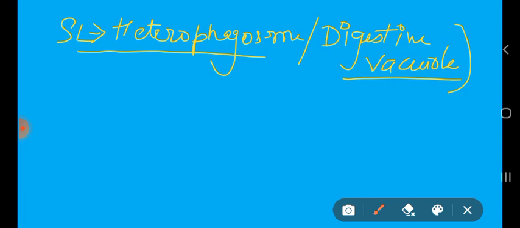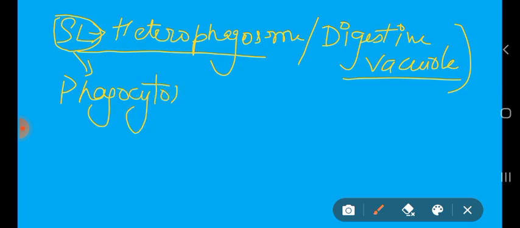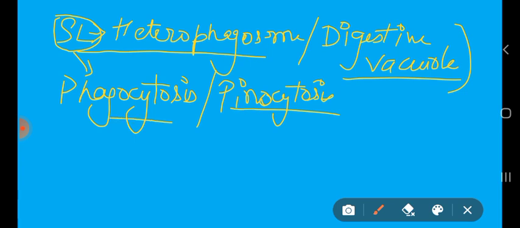So the secondary lysosome, also known as the heterophagosome or digestive vacuole, is observed during the process of phagocytosis or pinocytosis. Through both of these processes, foreign material is introduced into the cell. There is also receptor mediated endocytosis, which we have done before. It is mediated by the clathrin proteins, right?